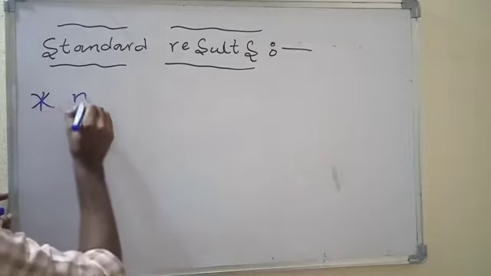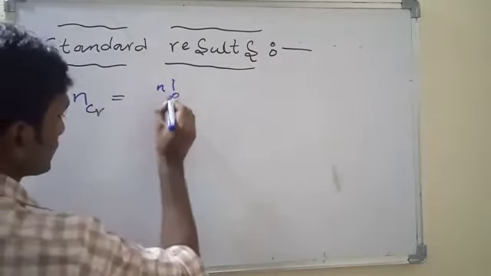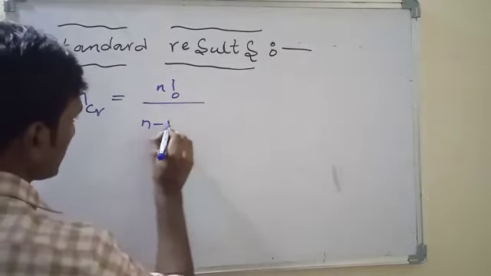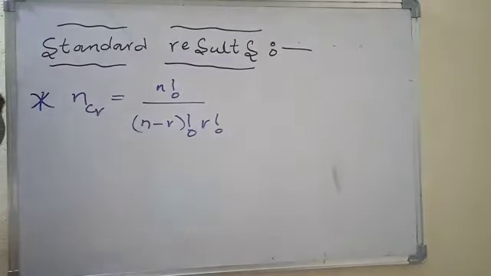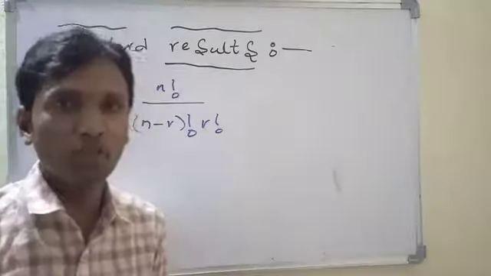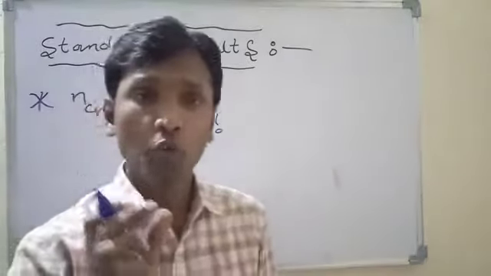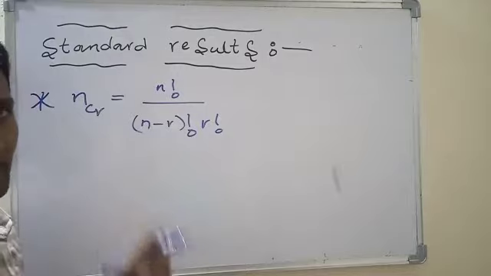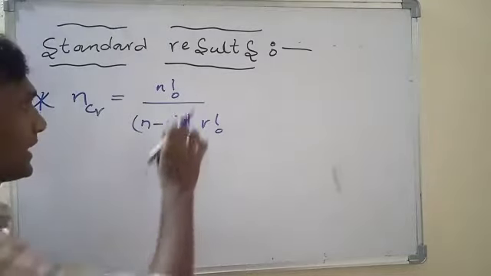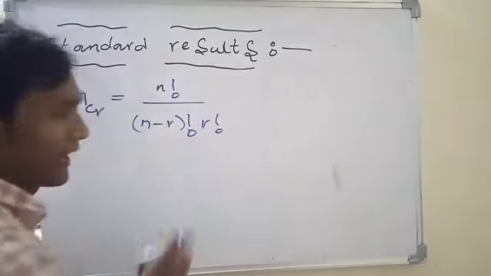Formula of nCr. The formula of nCr is equal to n factorial divided by (n minus r) factorial into r factorial. Throughout the chapter binomial theorem, wherever a binomial coefficient is given in the form of nCr, for finding the value of nCr, apply this formula. It is n factorial by (n minus r) factorial into r factorial.